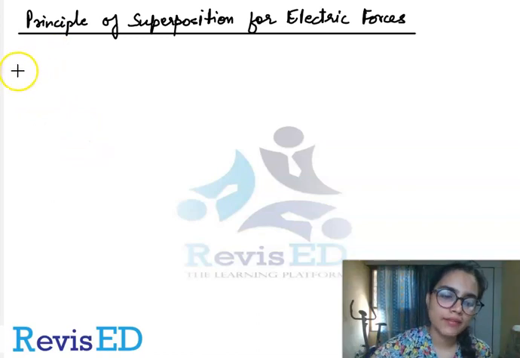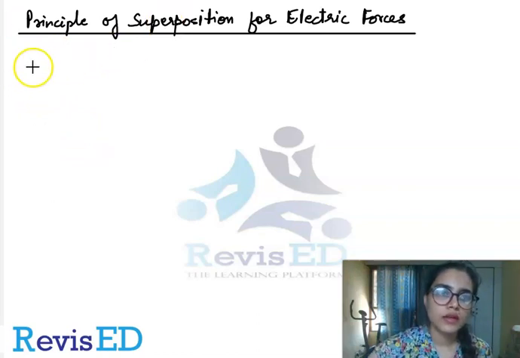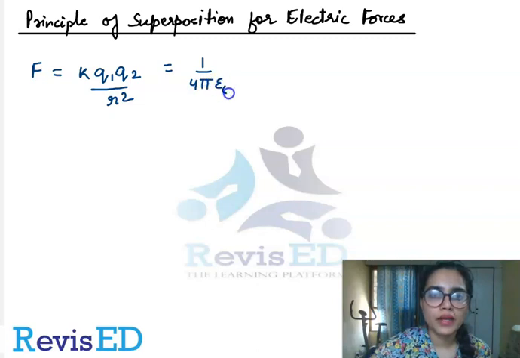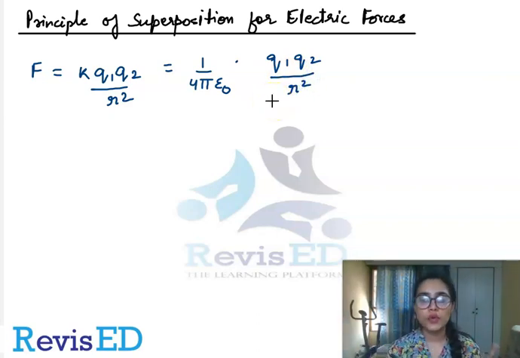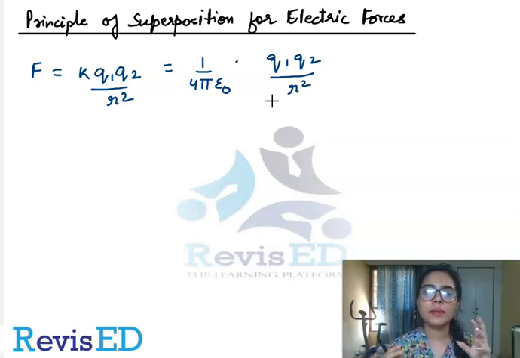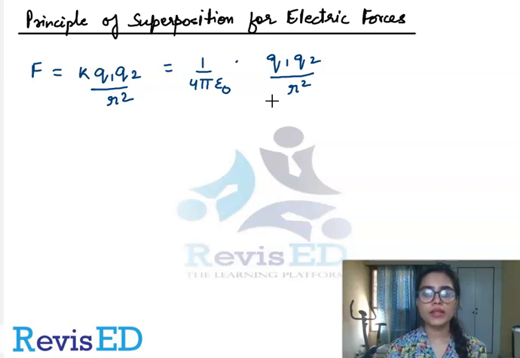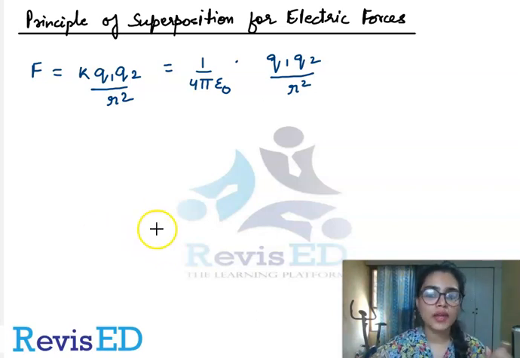Fine. So what we have derived, which we also did in Coulomb's law, is that the force is equal to K Q1 Q2 by R square, or we can say 1 by 4 pi epsilon naught into Q1 Q2 by R square. This was the electric force. Now if a body has many charges and is experiencing many forces due to those charges, what is going to happen? What will be the total force on that body? This is the principle that tells us how, when we have n number of charges and n number of forces acting on a body, the total force can be found.